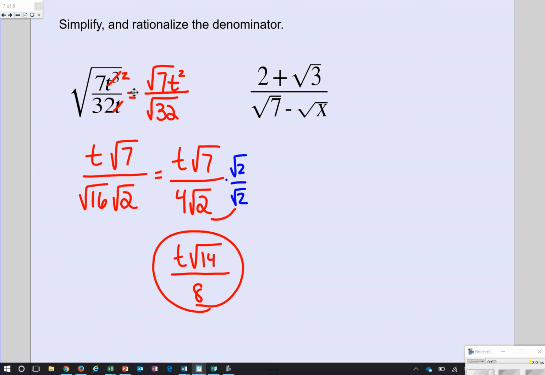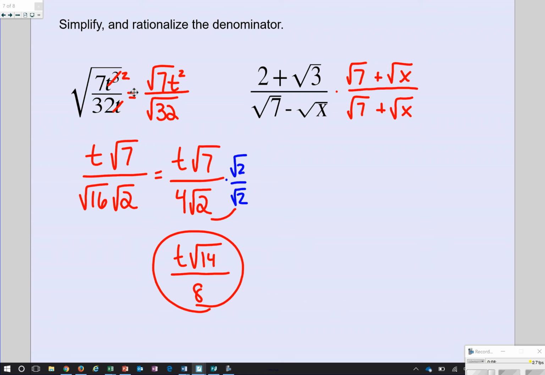Now let's look at our second example. In our second example, we'll want to rationalize this denominator, but now I have 2 terms. So to rationalize it, I should multiply it by the conjugate of the denominator, which would be square root of 7 plus square root of x, and the square root of 7 plus the square root of x. Again, don't worry about what the numerator looks like. Your focus is on the denominator.